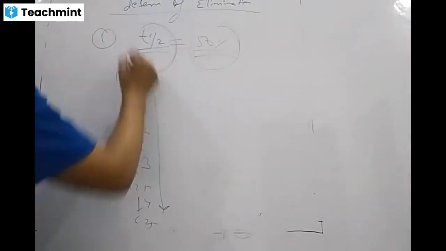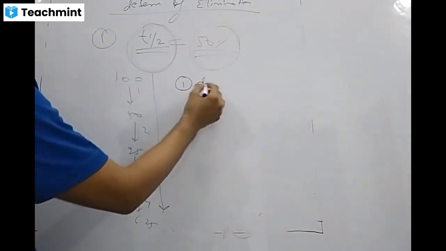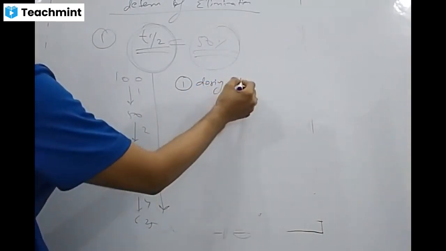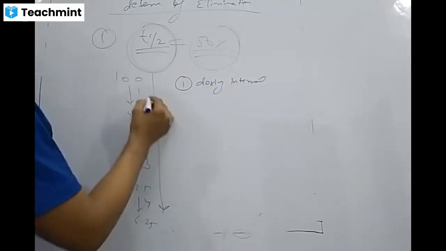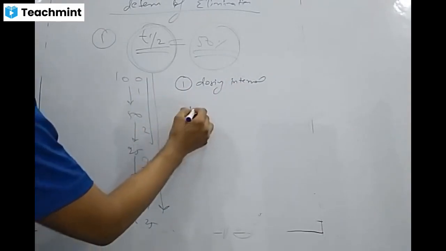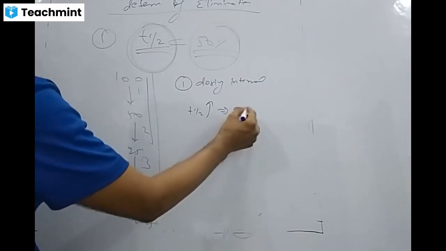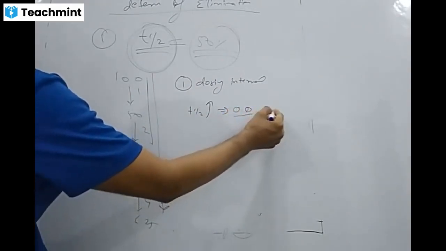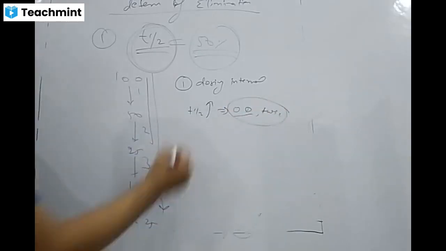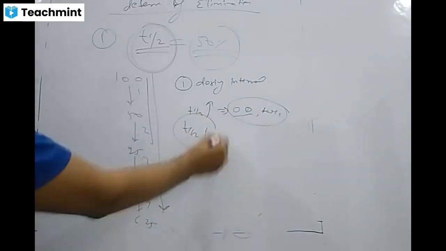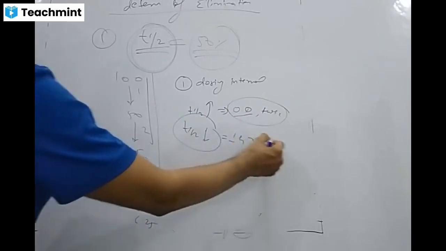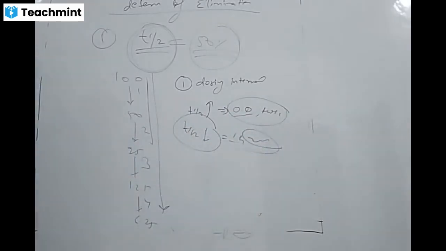The clinical importance of T half: T half will tell you the dosing interval. If T half is more, you will give that drug once a day or twice a day. That is frequency. If T half is less, like 1 hour or 2 hours, then you need to administer that drug multiple times. So T half will explain the dosing interval.